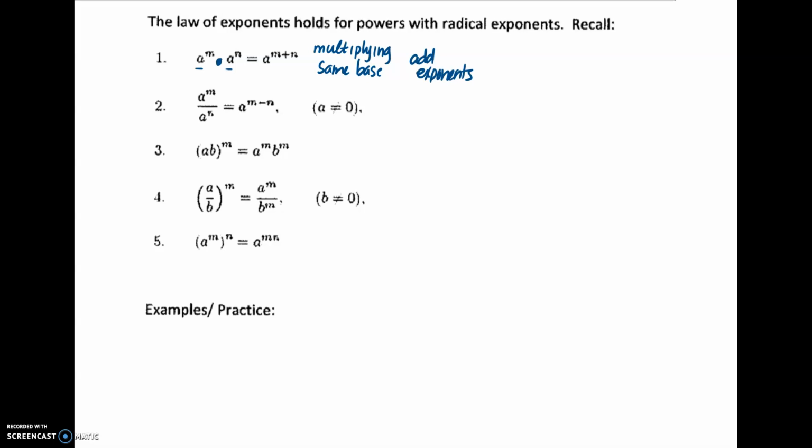A to the m over a to the n. This time we have the same base. It's a. We're dividing. We subtract our exponents. When we did these, we used to say, if we have the same base, are there more exponents in the numerator or the denominator? How many more? And that's where you would put it. But the rule means if you're dividing, same base, subtract exponents.